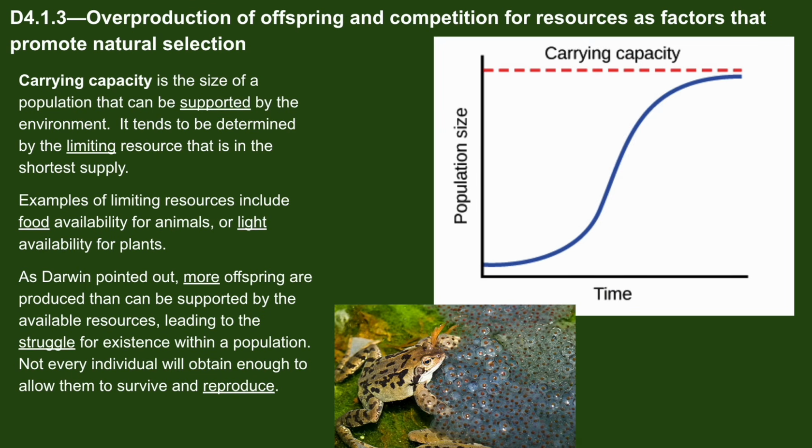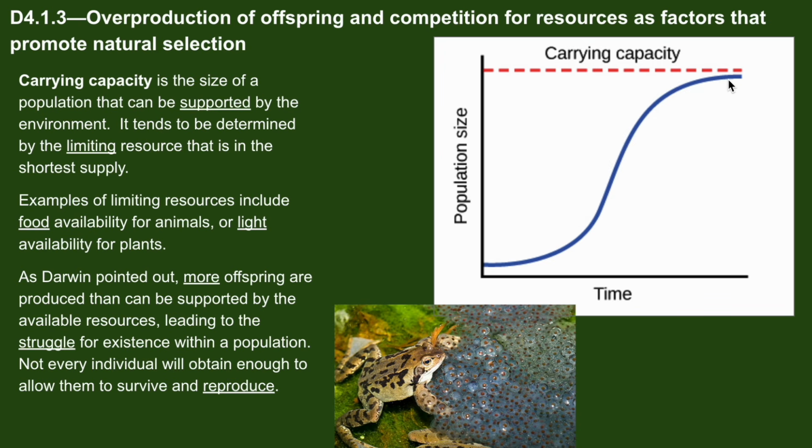Next step, carrying capacity is defined as the size of a population that can be supported by the environment. It's indicated here by this red dashed line. You can see here the population size is growing slowly, experiences exponential growth, but then that growth begins to slow as carrying capacity gets nearer, and then eventually plateaus. And this is the point where the environment can support the population size. It's determined by some type of limiting resource that's in the shortest supply. This could be things like food availability for animals or light availability for plants.